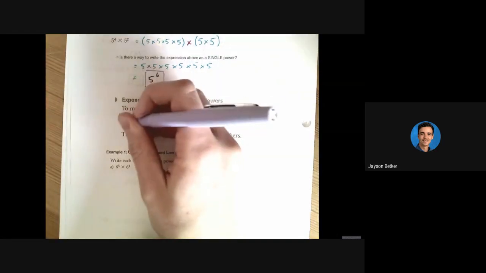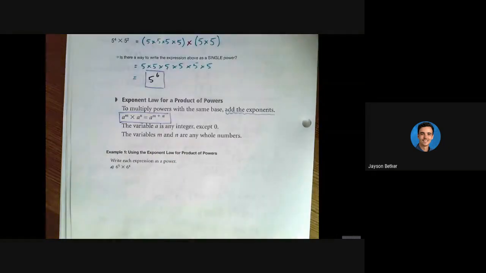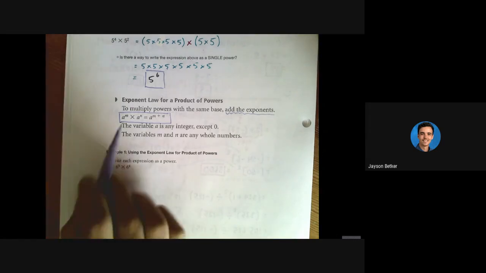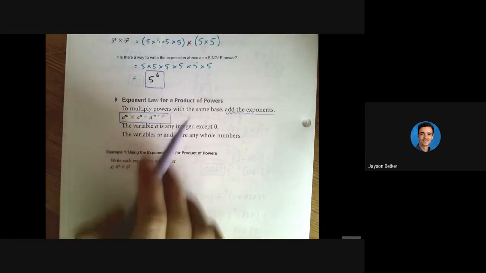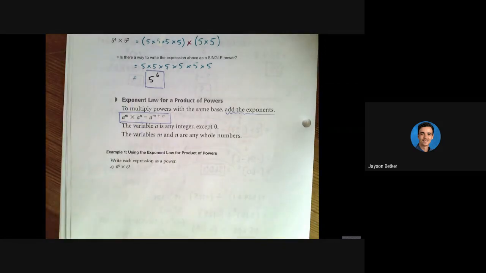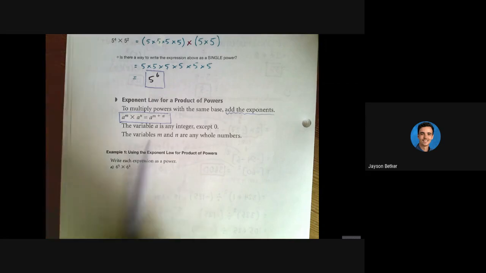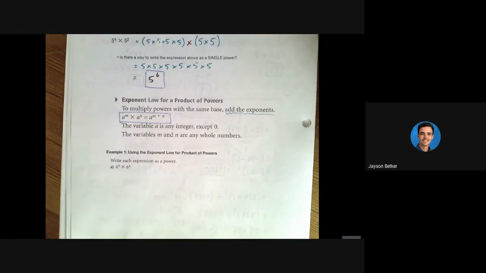So think about this as saying 5 to the 4 times 5 to the 2 becomes 5 to the 4 plus 2. So a to the m just represents any numbers. A to the n represents any numbers, except the a's have to be the same. And then all we have to do is add up the exponents attached to it. So the variable a is any integer except for 0. And the variables m and n are any whole numbers.